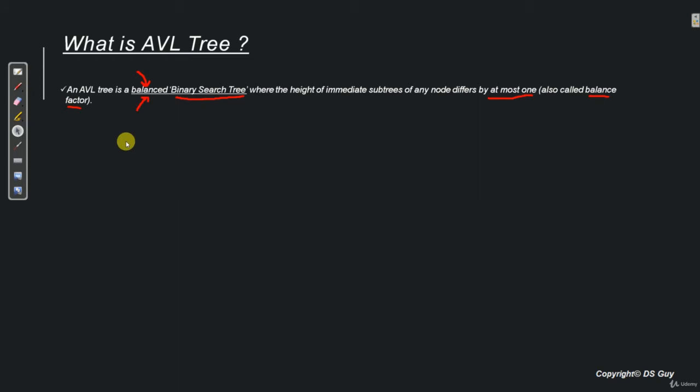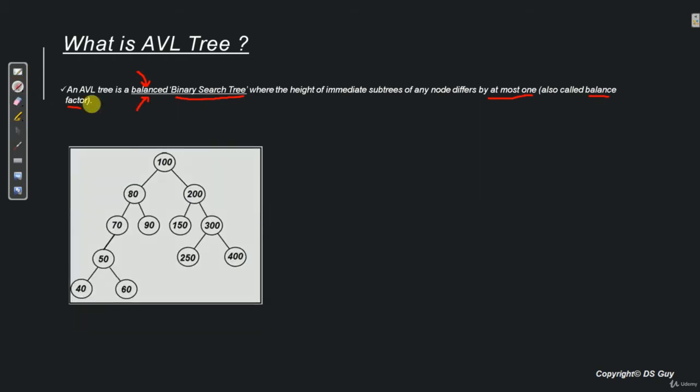Now let's try to understand it using one simple example. So let's say this is our AVL tree. Now the property says that the height of the immediate subtrees of any node differs by at most 1. So let's start from the first node, that is the root. What is the height of the left subtree? Height of 80 is 3: 1, 2, 3. Now what is the height of the right subtree? It is 2. Now the difference between the left subtree's height and the right subtree's height is equal to 1. So this property is respected.